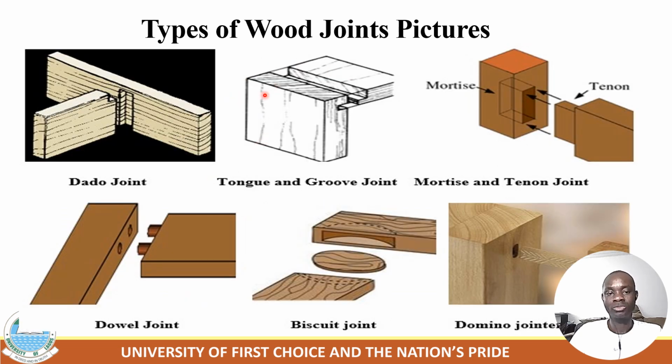And then this one is also a dado joint. This one is a tongue and groove joint, whereas this one is a mortise and tenon joint. This one is a dowel joint, this one is a biscuit joint, and this one is a domino joint. All of these wooden joint methods have their special purposes, and you can read more to know their purposes.